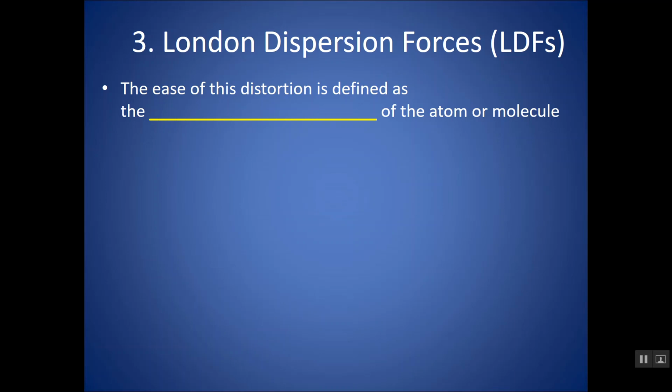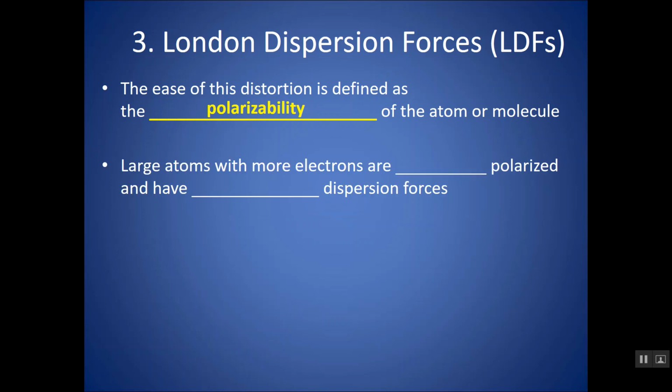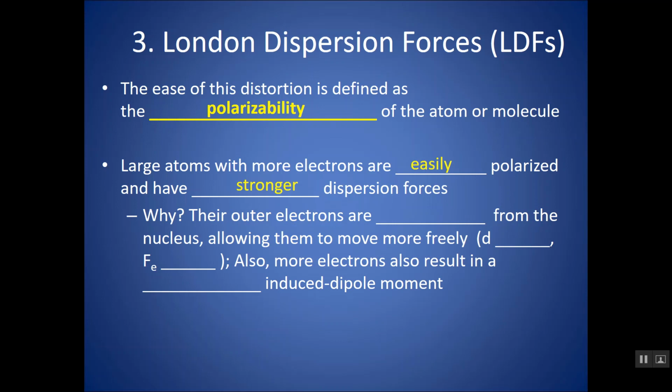How easy it is to cause this distortion is called the polarizability, or how polarizable the atom or molecule is. Large atoms with more electrons are more easily polarized and have stronger LDFs. Let's talk about why. If you have more electrons, they are in higher and higher energy levels, so they are further from the nucleus.